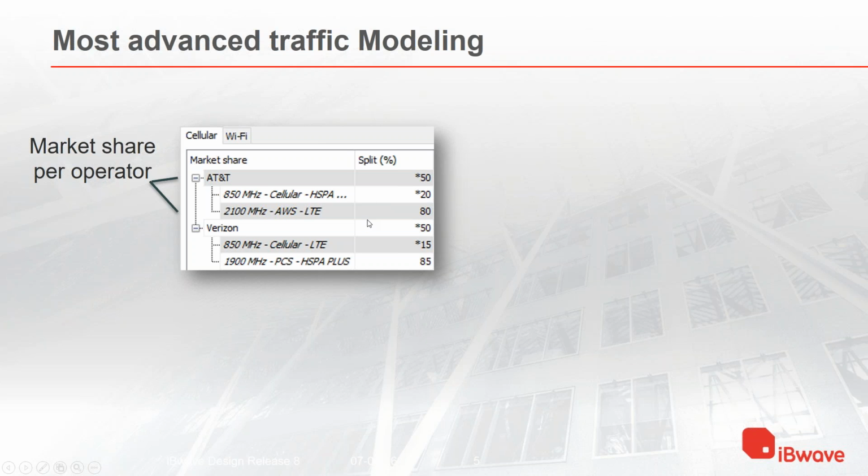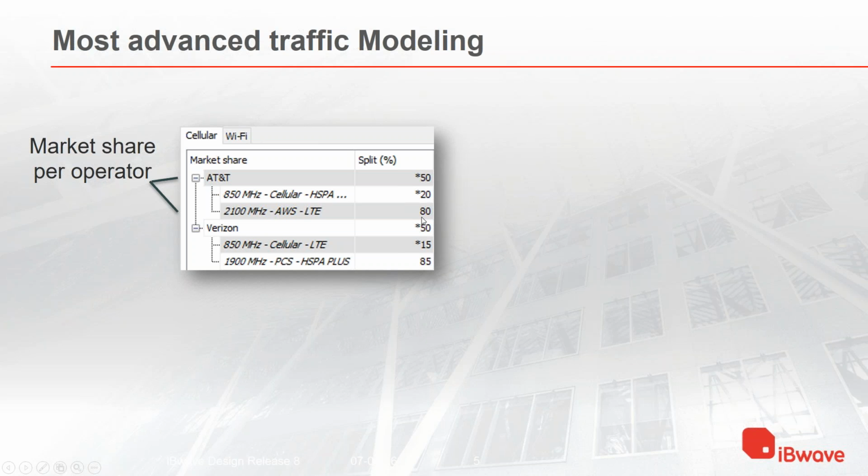And then what you can do is also set the adoption for the different technologies. On different operators, the adoption of LTE services might be a bit different. So you can specify what's going to be the split between LTE and HSPA, and so on. That split can be different depending on the network provider.